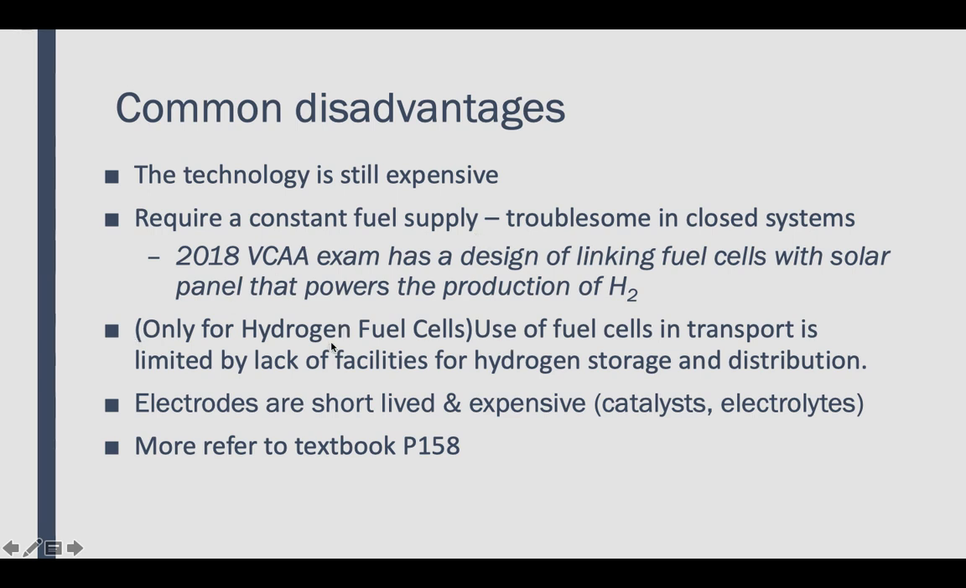Also, in terms of hydrogen fuel cells, if we want to use them for transport, then it is limited by lack of facilities for hydrogen storage and distribution. You have petrol stations for petrol in your car. Do you have hydrogen stations to do so? Also, the electrodes in fuel cells, as we said in the design, are porous electrodes that normally come with catalysts. They're expensive and short-lived, which means that we have to change them very often. Again, there are more disadvantages in the textbook, which are worth checking out.